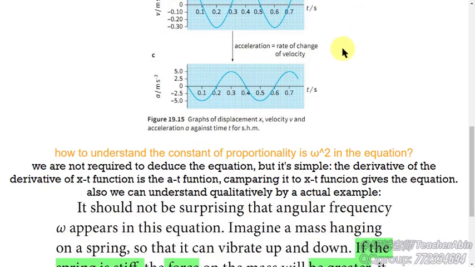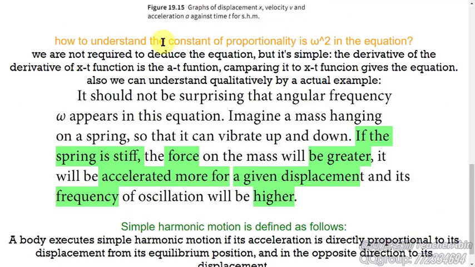Now let's move on to question 3. Why is the constant of proportionality the square of omega? Does this surprise you? It actually makes sense. On one hand, we can deduce the equation, and it's simple. The derivative of the derivative of the x-t function is the a-t function. Then compare it to the x-t function, and we'll get the equation of a with respect to x. I'm not going to do this here, but I encourage you to pause the video and do it yourself.